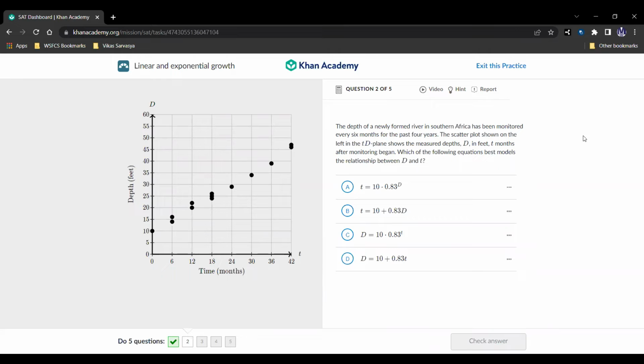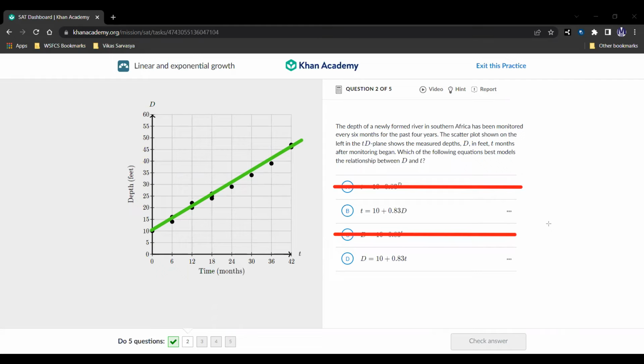Well, this is going to be linear growth, as you can see. This graph grows linearly, in a straight line starting from 10 at 0 and going up. So we're going to have to start at 10 from the beginning. So we can't have A because that's exponential growth. And we can't have answer choice C because for answer choice C, d equals 10 times 0.83 to the t, which is also exponential growth. So we're left with B and D.